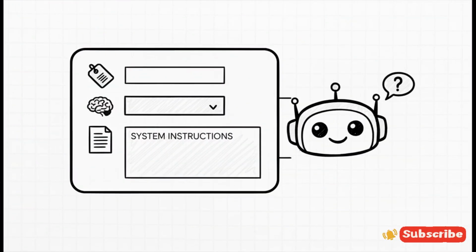And this is what you see first, the Agent Designer. It's this really clean visual interface where you start to define your agent's personality. You give it a name, you pick which AI model to use, and most importantly, you write the system instructions that tell it exactly how to behave.